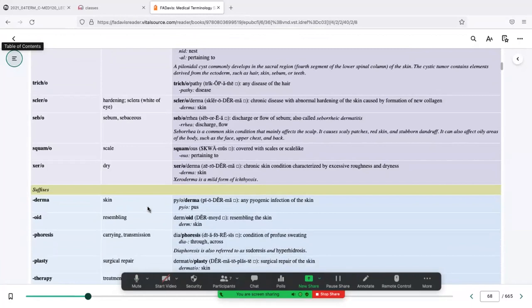And those are squamous cells. And they're flat, scale-like, and they form a protective layer in your epidermis. Xeroderma is a mild form of ichthyosis: chronic dry skin, or excessive roughness and dryness in your skin.